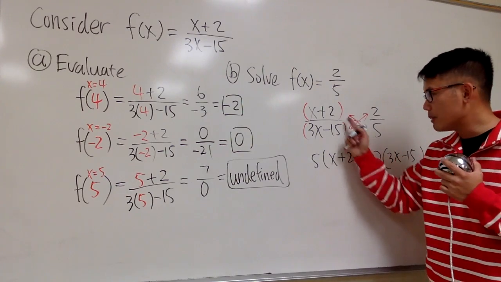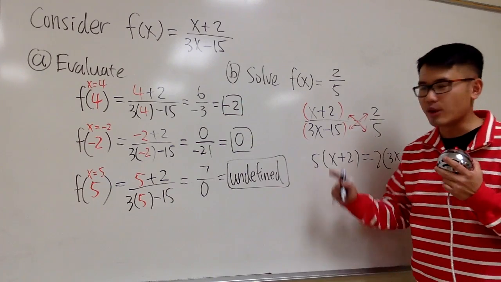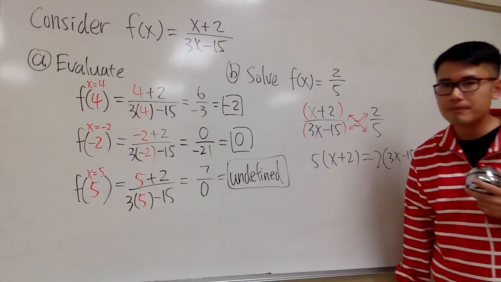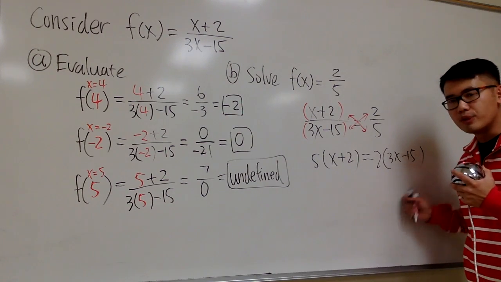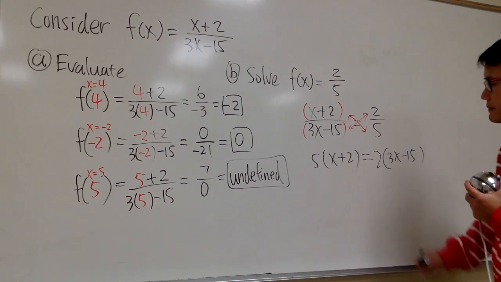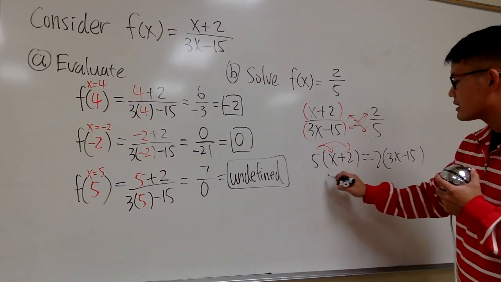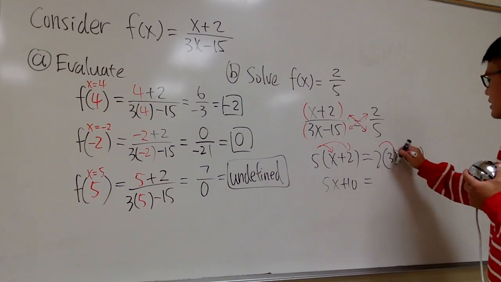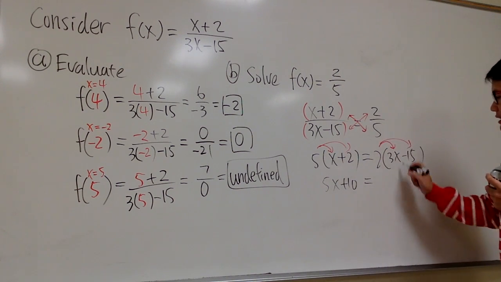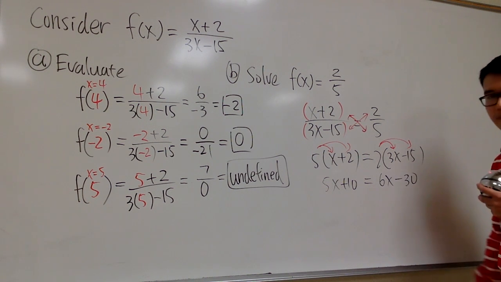You cross multiply when you have two fractions equal to each other. This is called the cross product property. And after you do this step, you see this equation, we can just solve it the regular way, right? No more fractions. So you go ahead and do it. 5 times x is 5x, 5 times 2 is plus 10. This is going to give us 2 times this, 2 times that. So 6x minus 30, right?